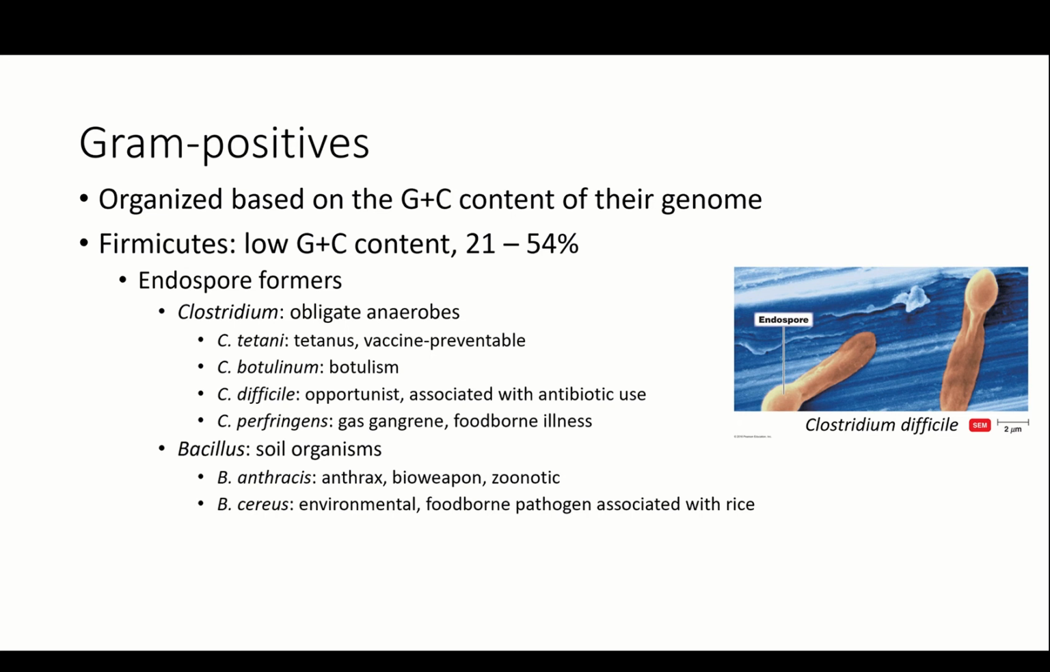Among these, we have some really important endospore-forming organisms. Some of the most important of these include Clostridium, which are going to be obligate anaerobes who do not want to be in the presence of oxygen. Notable organisms within this include Clostridium tetani, which causes tetanus, which is vaccine preventable, thank goodness. Botulinum, which causes botulism. Clostridium difficile is an opportunistic infection that's associated with antibiotic use.